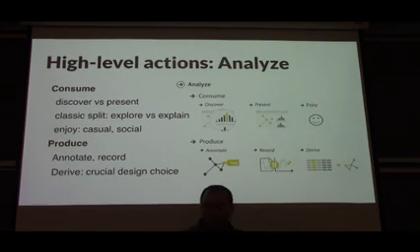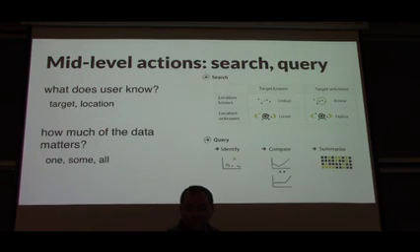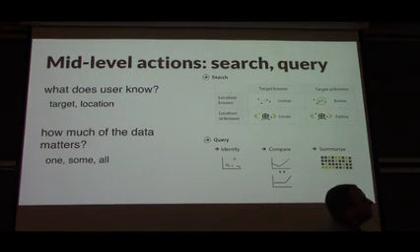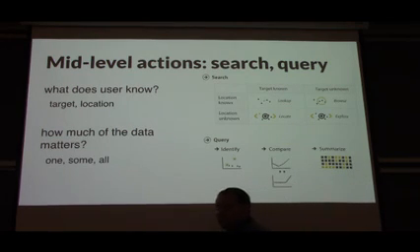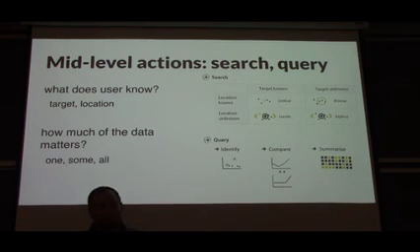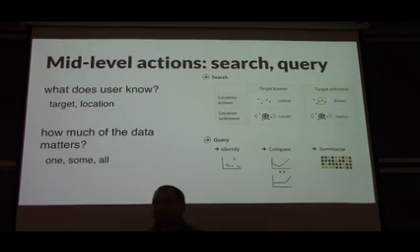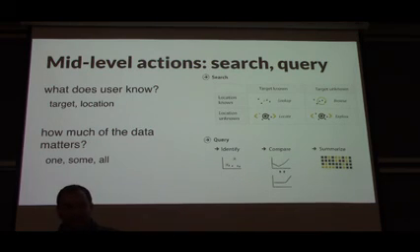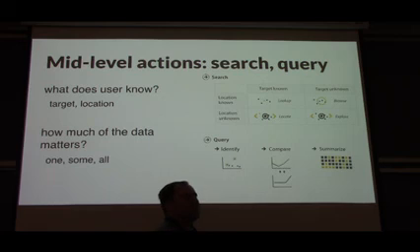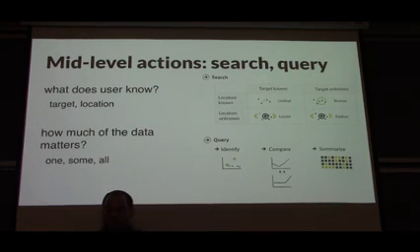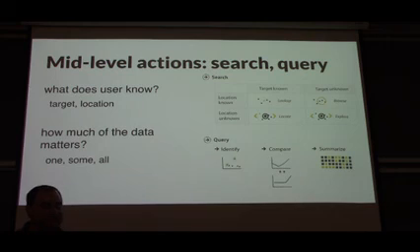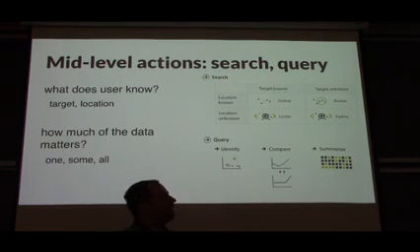And deriving here is very often a crucial design choice. These mid-level actions, such as search and query, are probably what you more commonly think of as tasks. For searching, we have to distinguish between whether we know what we're looking for or not, and whether we know where to look or not. If the target is unknown but the location is known, we browse around the location and then we'll find the target. If the target is known but the location is unknown, we have to locate it. And if neither target nor location is known, then we explore, and we try to find patterns in the first place.